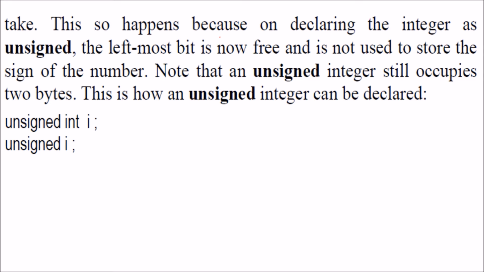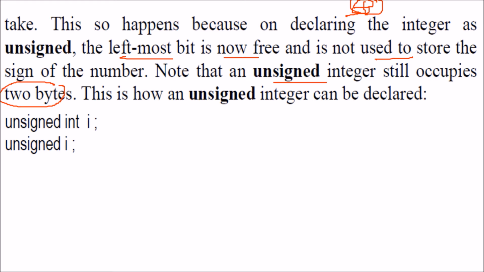When you declare the integer as unsigned, you are freeing the leftmost bit. We know that the leftmost bit is the sign bit. It gives you the sign, but unsigned means the value is always positive, so you are freeing up that bit. You don't want one bit to be wasted for the sign. Now the leftmost bit is free and can be used to store the value of the number. Note that this unsigned integer will still occupy 2 bytes only. Only the positive range has increased.